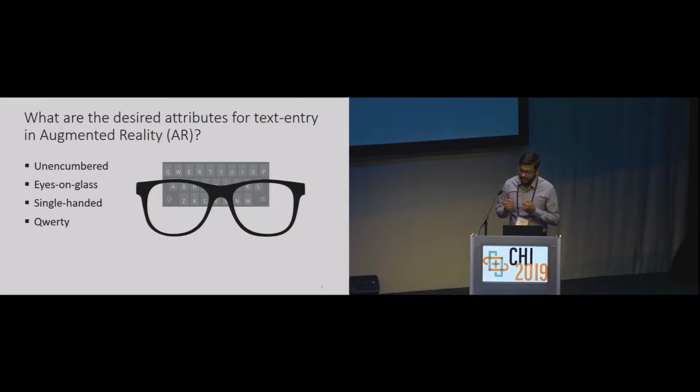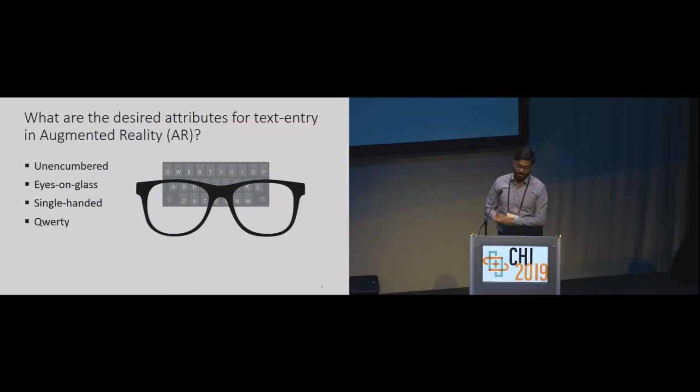The first one is that the technique should be unencumbered. That is, I don't want to encumber my hands with a controller like we do for VR. I don't want to lug around a controller everywhere I go and then take it out and then finally get to use it. Secondly, it should be eyes on glass, which essentially means that I want to stay focused on the glasses and not necessarily have to look at my hands that are performing the interaction. Thirdly, it should at least be single-handed. Right? In a lot of on-the-go situations, we are holding things in our hands, like shopping bags, briefcases, wallets. And so you want at least one of your hands to be completely free.